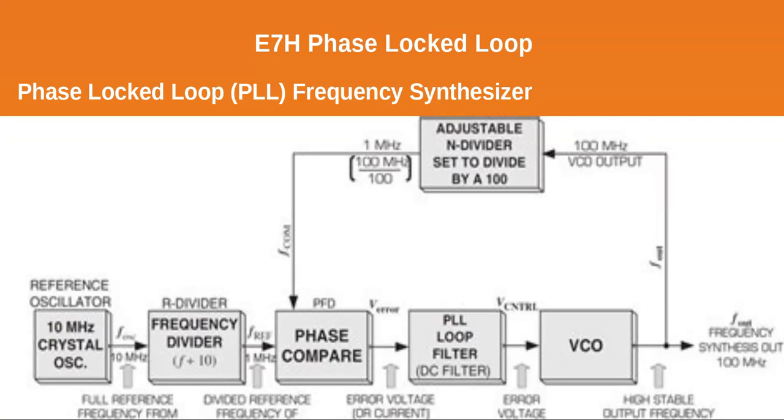But you can use the phase lock loop as a synthesizer. And it's kind of a hybrid between analog and digital. So you're taking your reference oscillator down here, and you can run it through a divider.